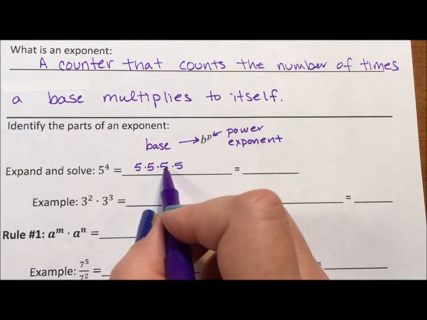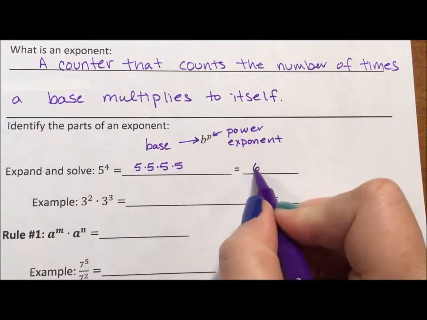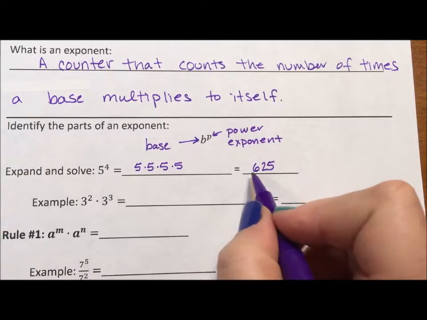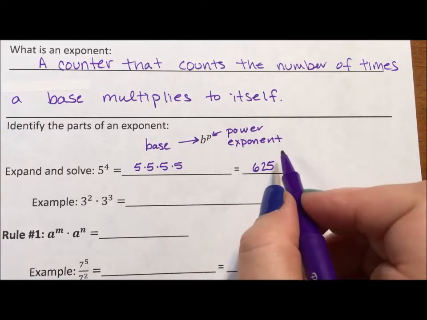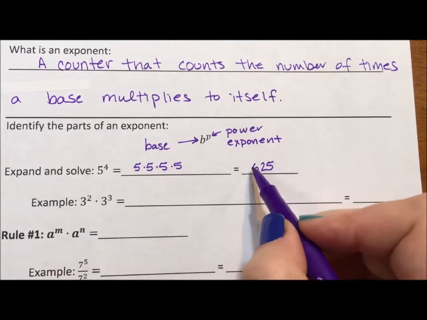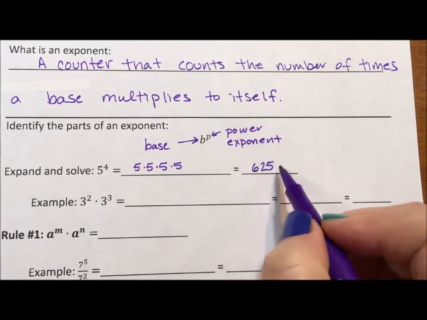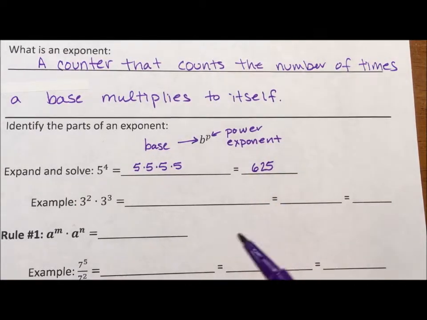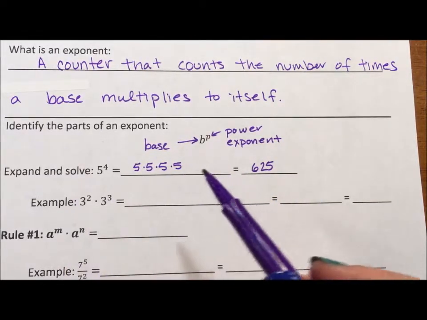So 5 times 5 times 5 times 5, that's the same as 625. Usually if the number is under 1,000 or so, I just multiply it out. It's simpler to say 5 to the 4th when the numbers are really big, but when you're simplifying things, the base number sometimes is easier as well. Depends on how confident you feel with exponents. Okay, so that's what an exponent is.